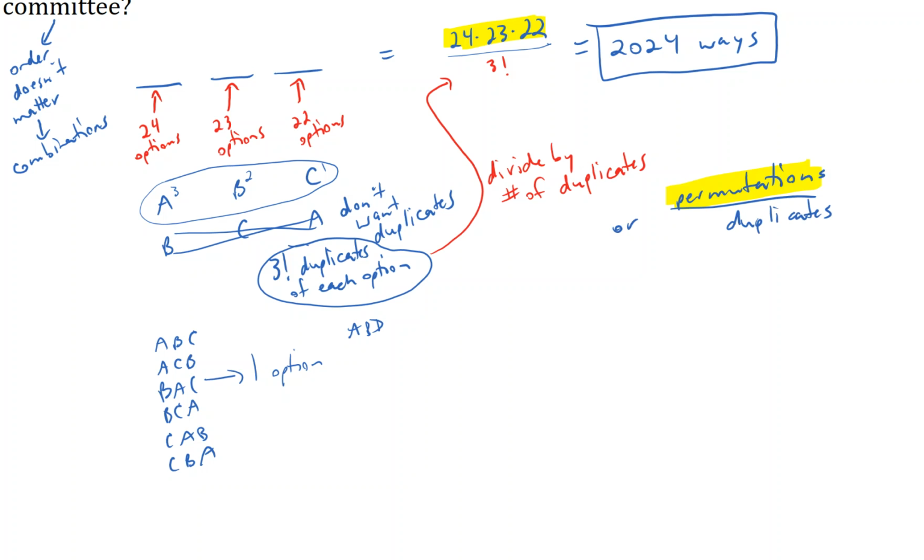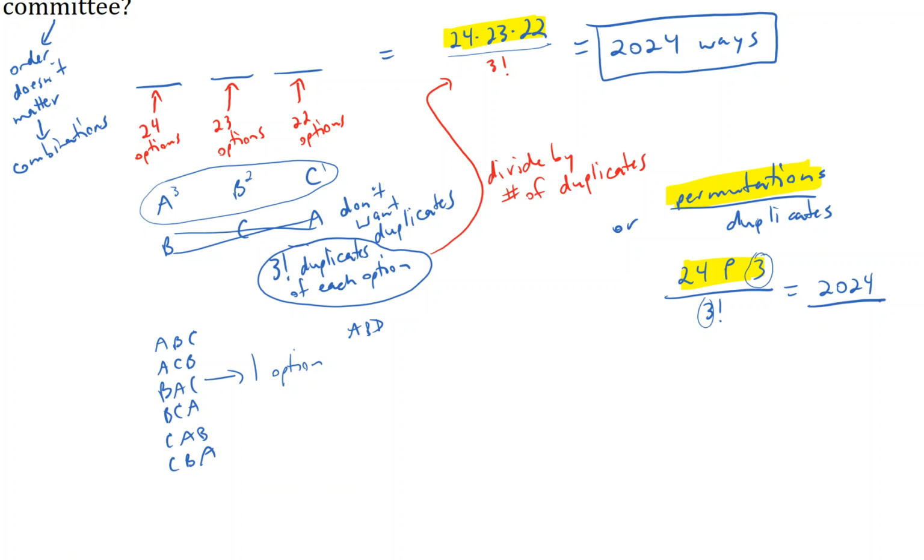All right? So permutations in this particular problem, the way we would write that is from 24 we need to choose 3, so 24P3 for permutations. And we would divide by the number of duplicates, and since we're creating a group of 3, there are 3 factorial duplicates of each. If you type that into your calculator, you should also get 2024. So that's another way to think about it. It's the same exact calculation.